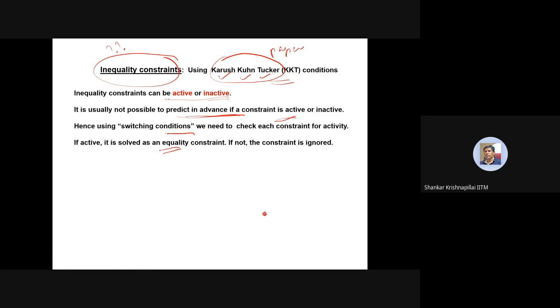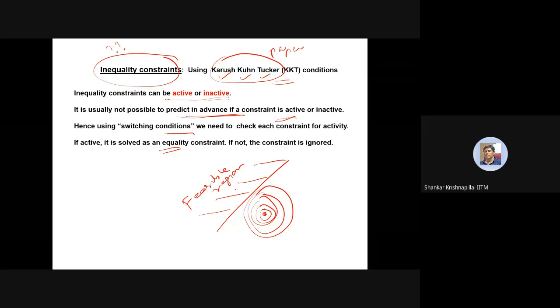Suppose you have contours of the objective function like this. This is your inequality constraint. This is the feasible region. So this is an active constraint. To solve this problem, you only need to solve the equation of the constraint boundary and the equation of the objective function. So it becomes like an equality constraint. This is if the constraint is like this.